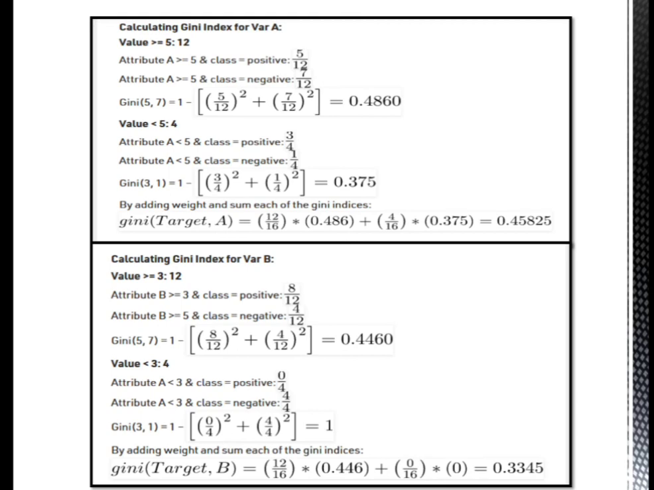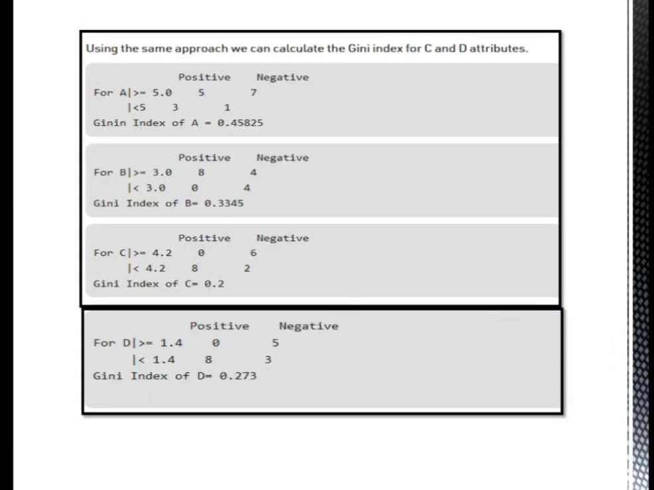Similarly, we also calculate it for the attribute B, following the same procedure. Using the same approach, we can calculate the Gini index for the C and D attributes. In the same way, we will calculate the Gini index for the attributes B, C and D. So after finding the Gini indexes, our Gini index values are like this.